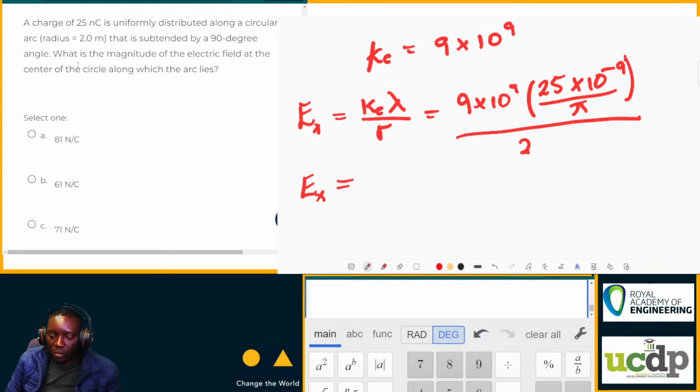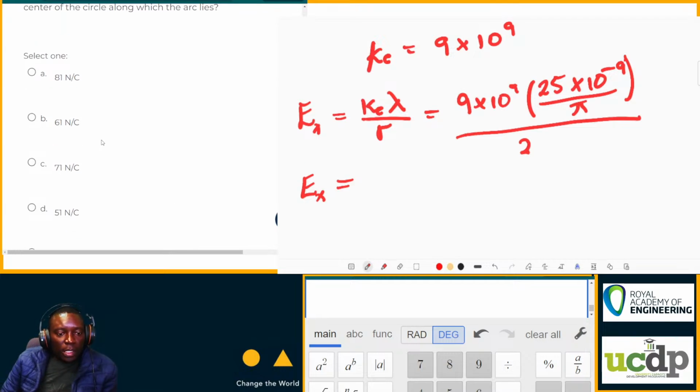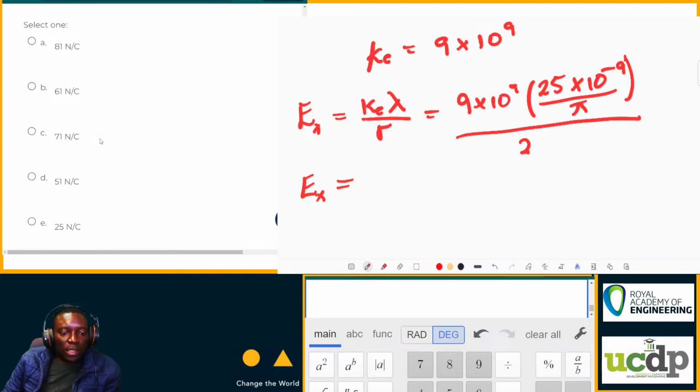Do you have 36 there? Because I got 35.81. I think that's the correct one. 35.81 should be the correct one. It's actually C here is 2 times that value. So yeah, we don't have that value here, but that is the correct answer to use there.